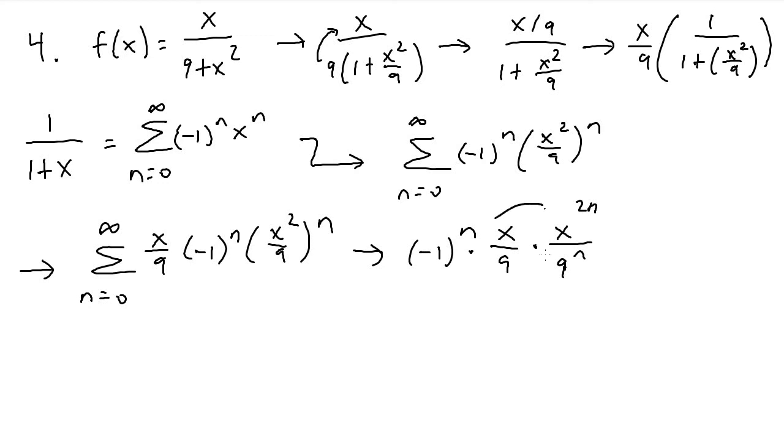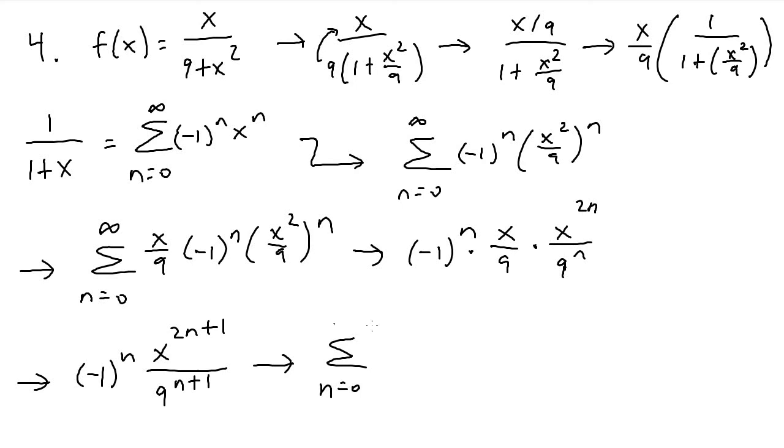Now if I were to combine both of the numerator and denominator, we'll get negative 1 to the n times x to the 2n plus 1. Since they're the same bases, we can add the exponents. And then so over 9 to the n plus 1. So if I were to rewrite the series, we'll get the infinite series from n equals 0 to infinity of negative 1 to the n times x to the 2n plus 1 over 9 to the n plus 1.